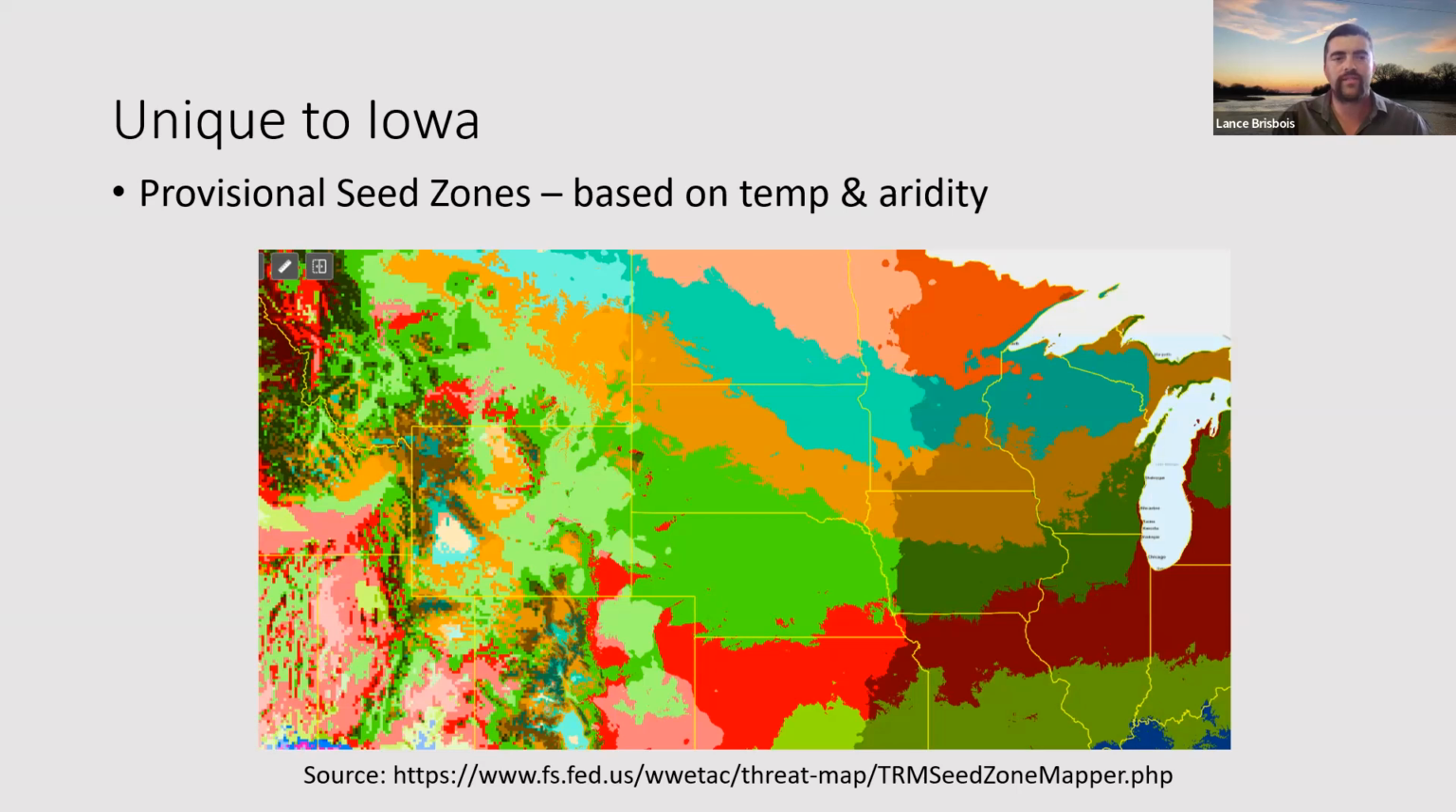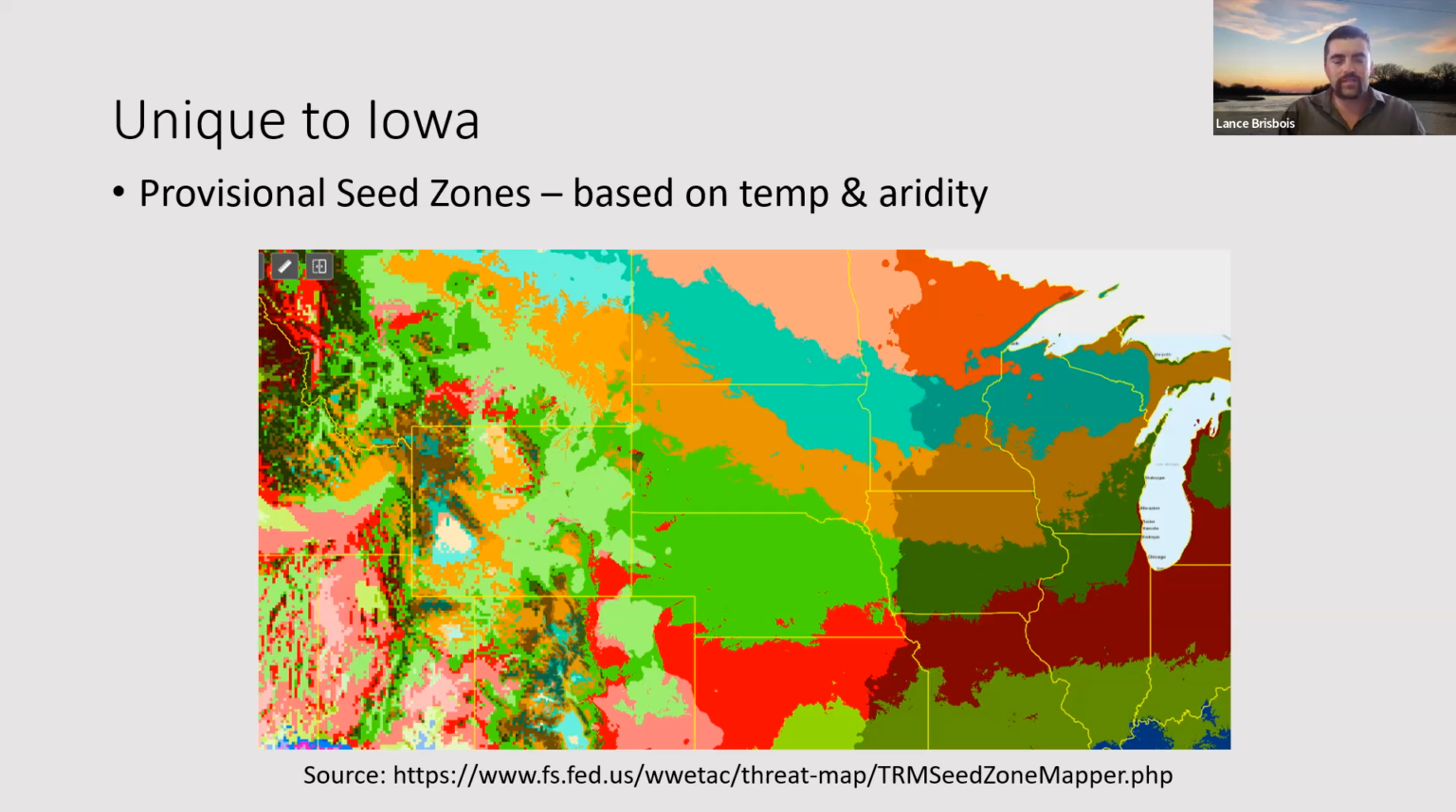So I got this map from Laura at the Tallgrass Prairie Center at last month's seed stakeholder meeting, but I thought it was a cool map. So there's a link down at the bottom if anyone's interested, but it's provisional seed zones. This map's based mostly on temperatures and aridity. And I thought it was interesting that you can really see how the Loess Hills area is different than the rest of Iowa. It's on average warmer and drier.